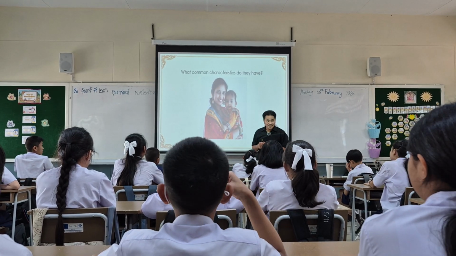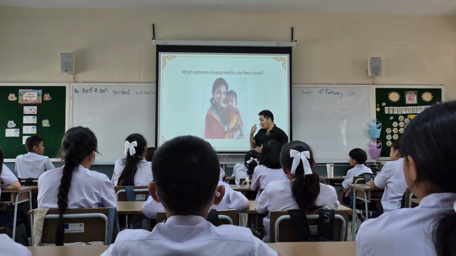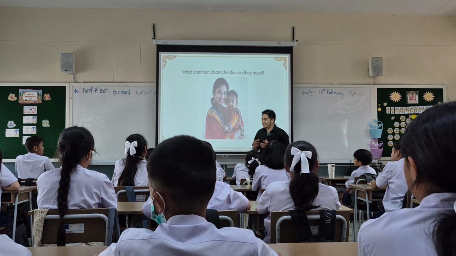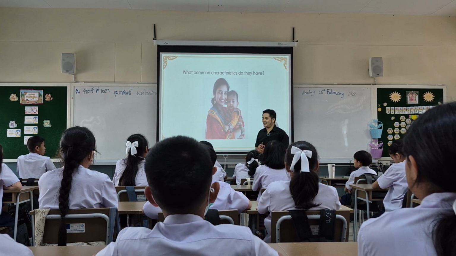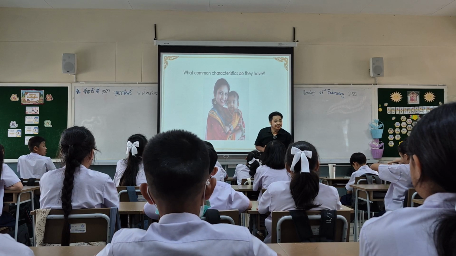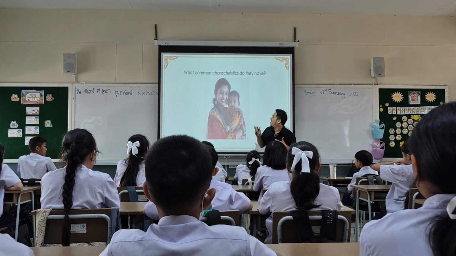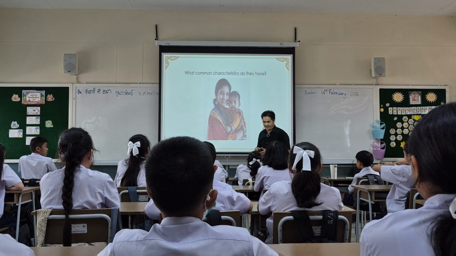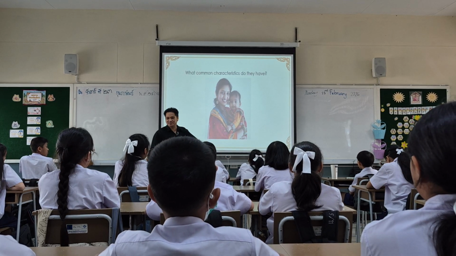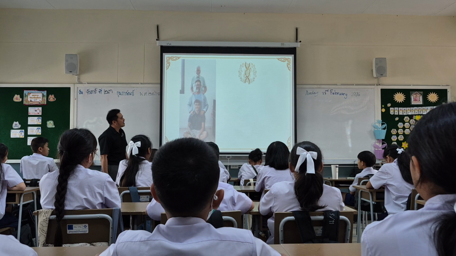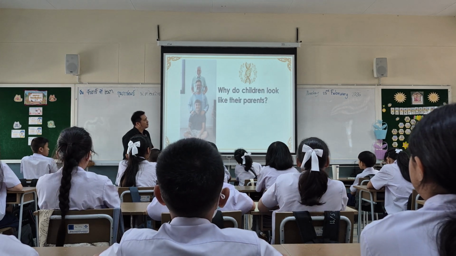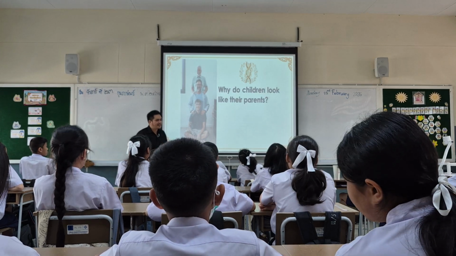The same face. Okay. The same shape of eyes. Okay. Nose. Okay. Hair. Okay. They have dark hair. Okay. Very good observation, kids. Now, let's move on. Why do children look like their parents?